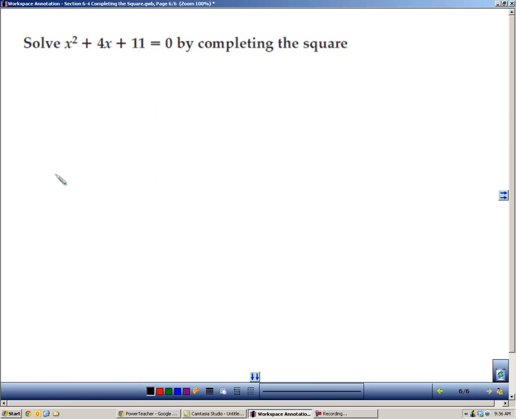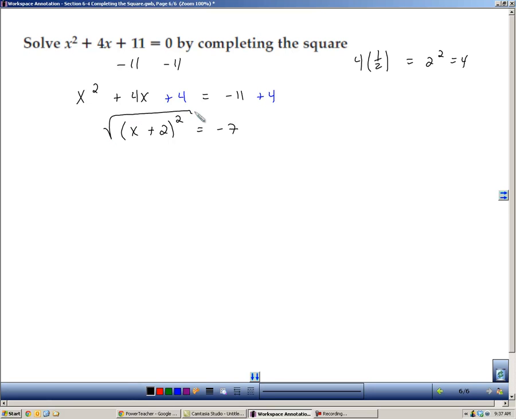Here's our last example for completing the square. This is not a perfect square trinomial again, so I'll move the 11 over. Leave room for my c. I'm going to take half of b and square that. So that's a 2 squared, which is a 4. And then I'm going to add 4 to both sides. So now we have a perfect square trinomial that comes from (x + 2) squared, and over here, -7. Using the square root property now, taking the square root of both sides, I get x + 2 equals plus or minus the square root of -7.